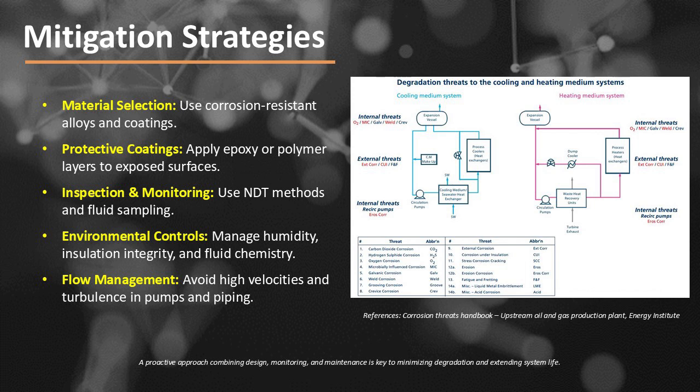Number 3 is inspection monitoring. Use NDT methods and fluid sampling. Number 4 is environmental controls, manage humidity, insulation integrity, and fluid chemistry. Number 5 is flow management, avoid high velocities and turbulence in pumps and piping.